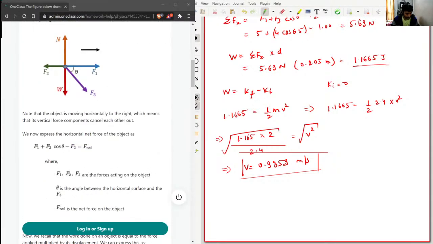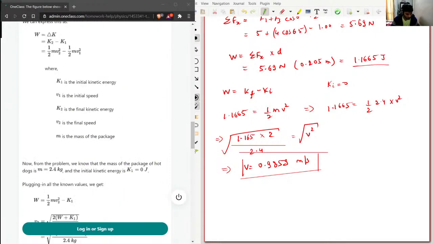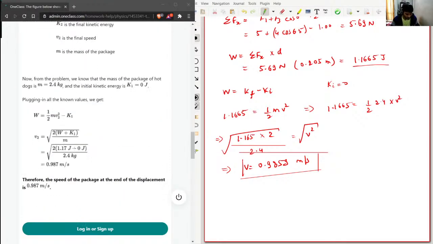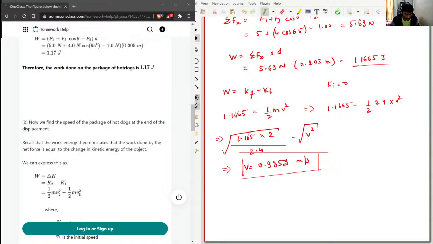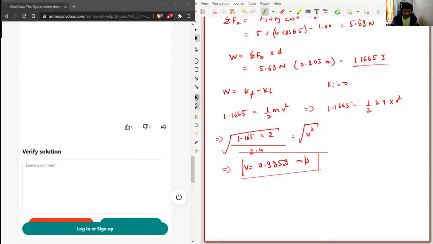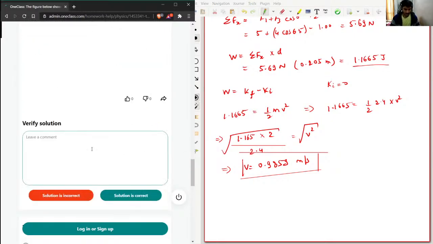And let's check the solution also given here. So k2 minus k1, final minus initial, and then they have got 0.987. So we have got 0.9859 because we took the work done as 1.1665, and they took the work done as 1.17. So this much of error is acceptable and the solution given here is correct. So I'll just say correct solution. Good work.